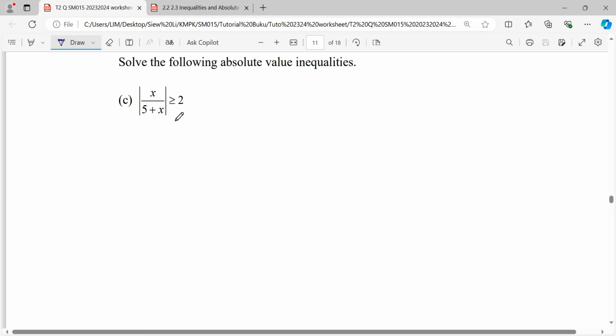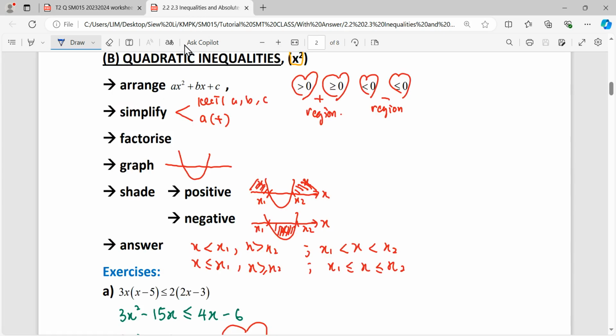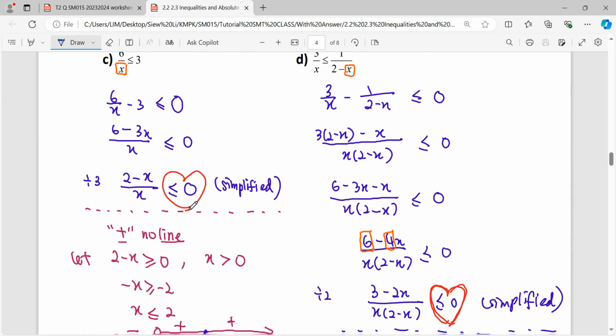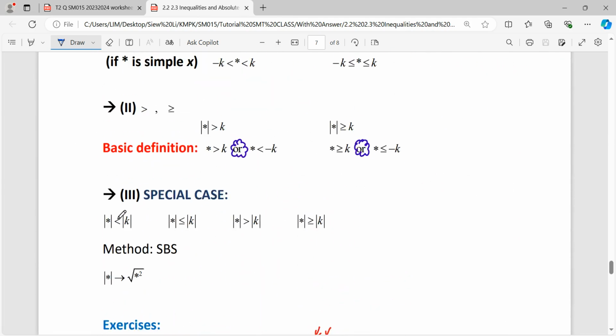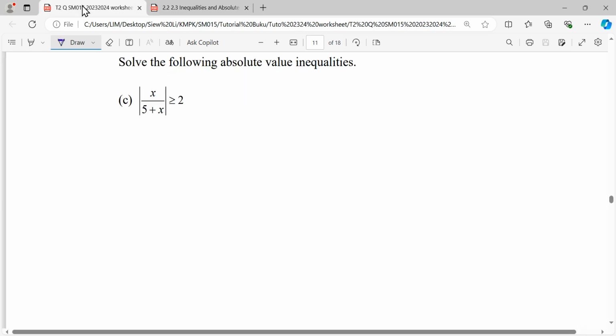Hi everyone. To solve these questions, we can see we have modulus, rational, and this side is positive 2. So to solve this, we can change our rational to the form of both side modulus. So when we have both side modulus, we can solve it by squaring both sides.